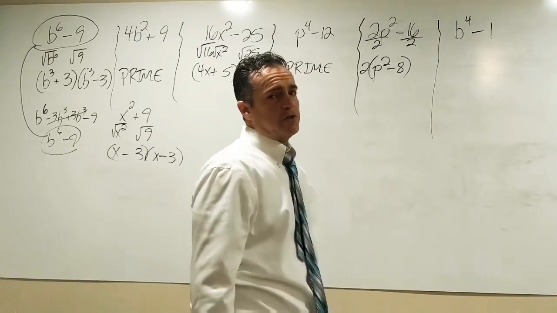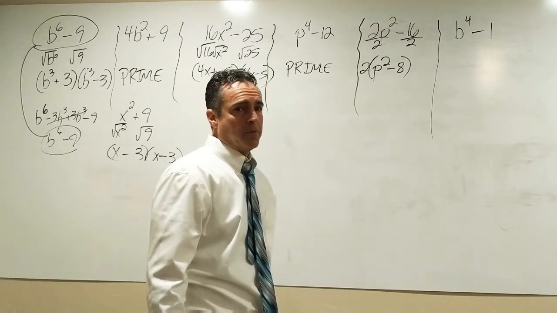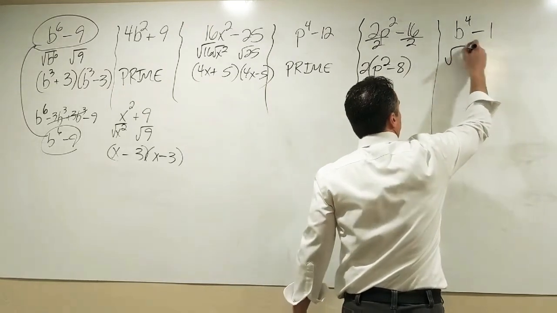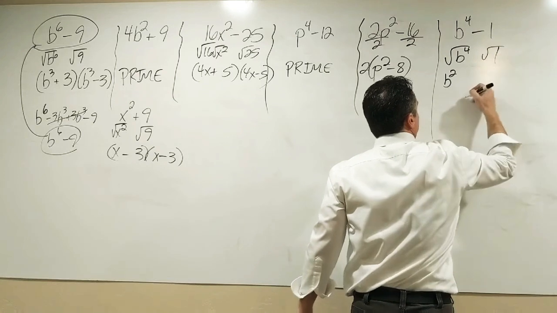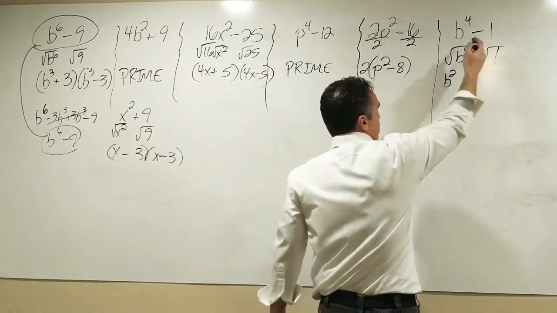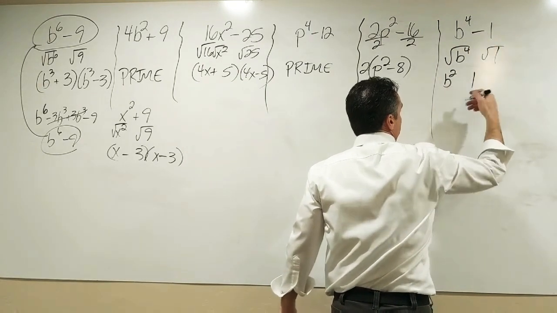Is b to the fourth a perfect square? It is. Is 1 a perfect square? It is. Okay? So we take the square root of b to the fourth and we get b squared, and the square root of 1 and we get 1. Okay? And these are the subtraction of perfect squares. And so we're going to sing our song right now.